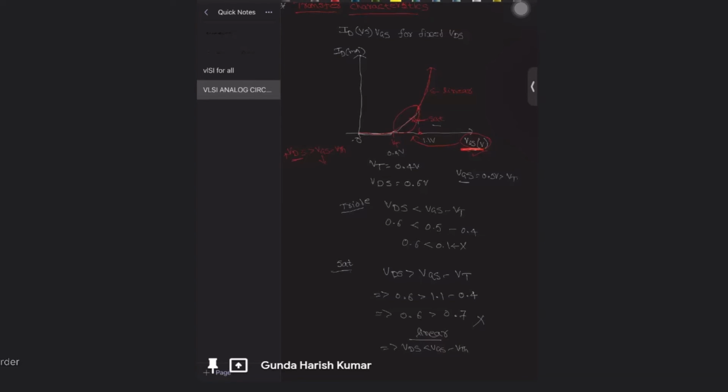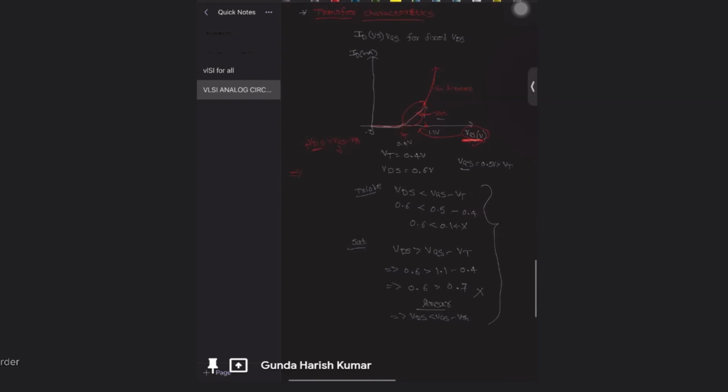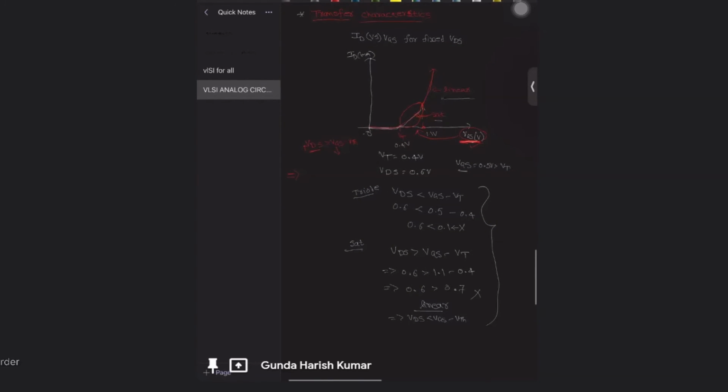So initially it enters into the saturation region, then enters into linear, generally. But if my VDS is very low, it directly enters into the linear region. With this example, I think you are clear why it enters saturation first, then the linear. Yes, sir, clear, sir. Thank you, sir.